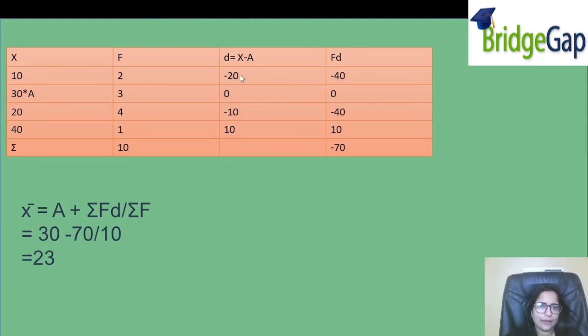This is my d. Now I have to multiply d into f. 2 into minus 20 is minus 40, 3 into 0 will be 0, minus 10 into 4 will be minus 40, 10 into 1 will be 10. Now the sum of them is minus 70. So we are getting a sum here of minus 70, that is sigma fd. So it will be the assumed mean plus minus 70 by 10, that is 7. Of course plus minus gives minus only. So the answer for the same will be 23.